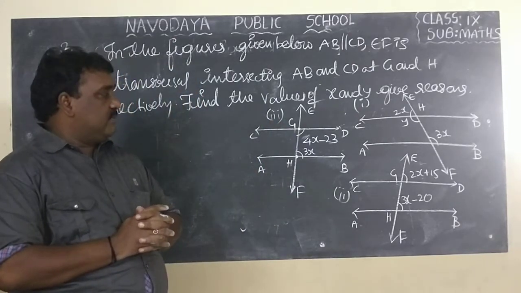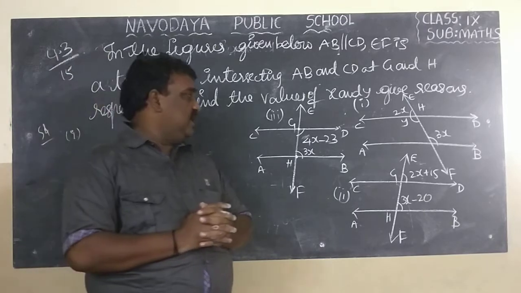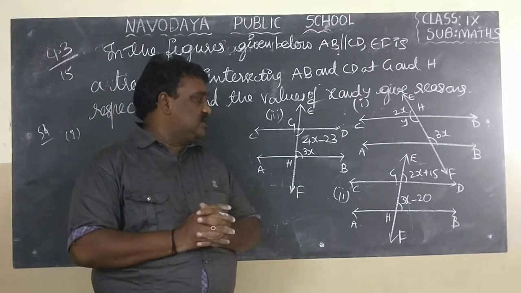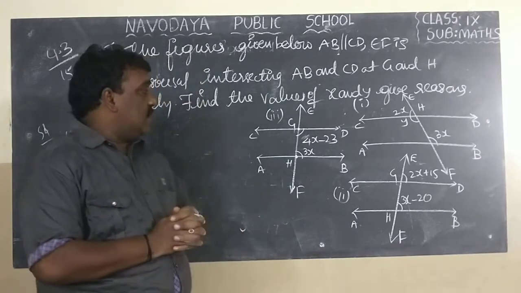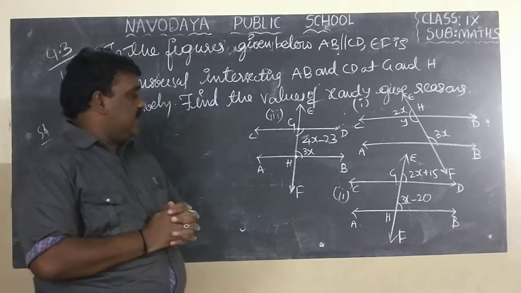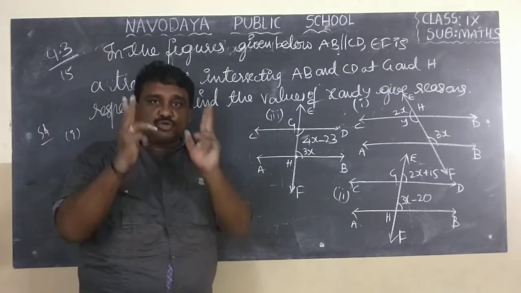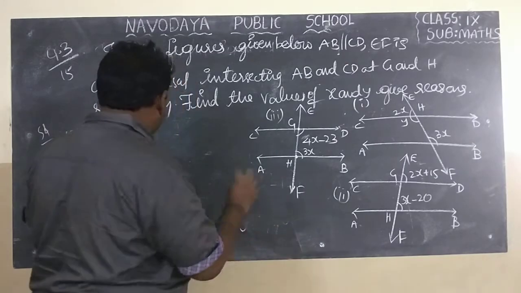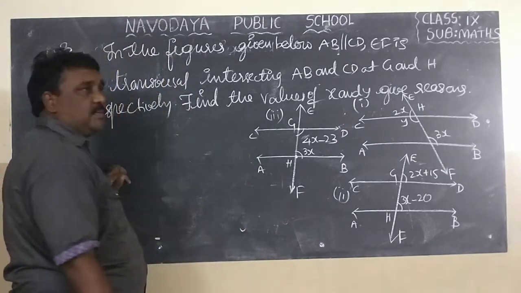In the second diagram, again AB parallel CD, EF is the transversal. Again two angles are there. Third one, AB parallel CD, EF is the transversal. Again two angles are there. Okay? So that is about the diagram. Then we will do the problem.